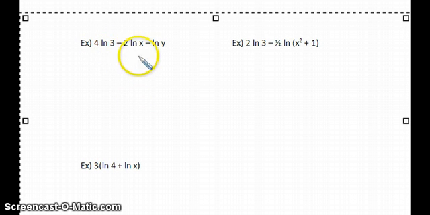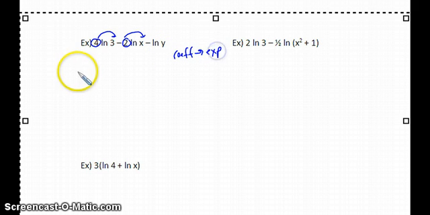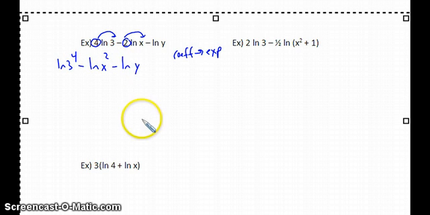When I'm looking at this next problem, I see a natural log that I'm subtracting, and another natural log that I'm subtracting, and another natural log that I'm subtracting. So I also see some coefficients out in the front. Always try to deal with the coefficients first, writing those as exponents. So first thing I'm going to do is write my coefficients as exponents. So this would be the natural log of 3 to the 4th power minus the natural log of x squared minus the natural log of y.